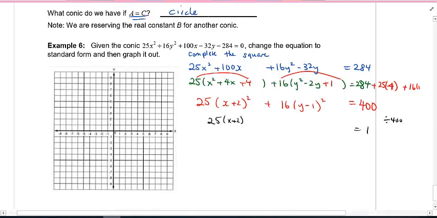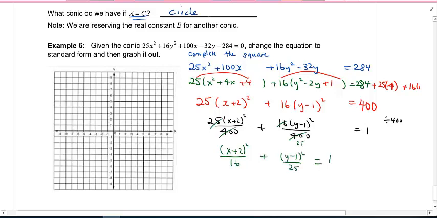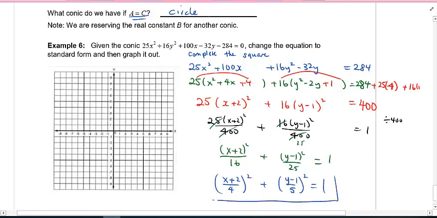25(x plus 2) squared over 400, plus 16(y minus 1) squared over 400. And then we should be able to simplify these terms. I think that just becomes 16. And then I think that just becomes 25. And you'd be thinking, oh, these are nice numbers, so that means I did it right. All these math people and math teachers, they always want to have nice numbers, don't they? And so you're in luck this time. Here are your nice numbers, and here's the correct answer.